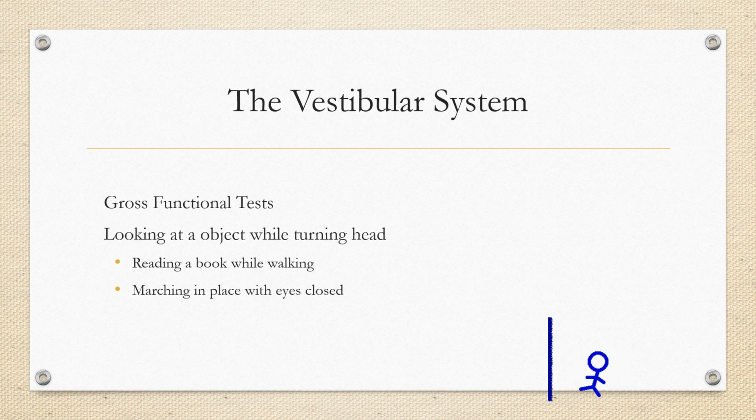When it comes to the vestibular system, looking at gross functional tests: looking at an object while turning your head, reading a book while walking, having patients close their eyes while marching in place, having patients look right and left while you're having them walk down a hall, or even looking for signs, or I'll have post-it notes on the wall with different numbers, having them try to gaze and look about while they're trying to do another task such as walking, can test that vestibular system and see how they respond.